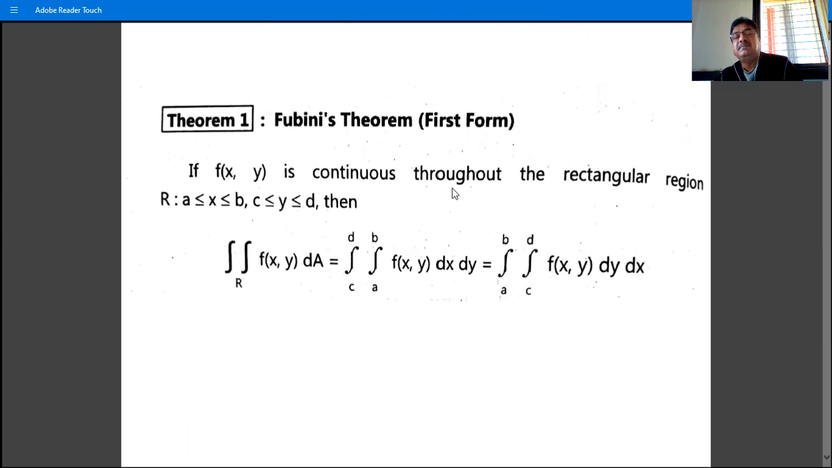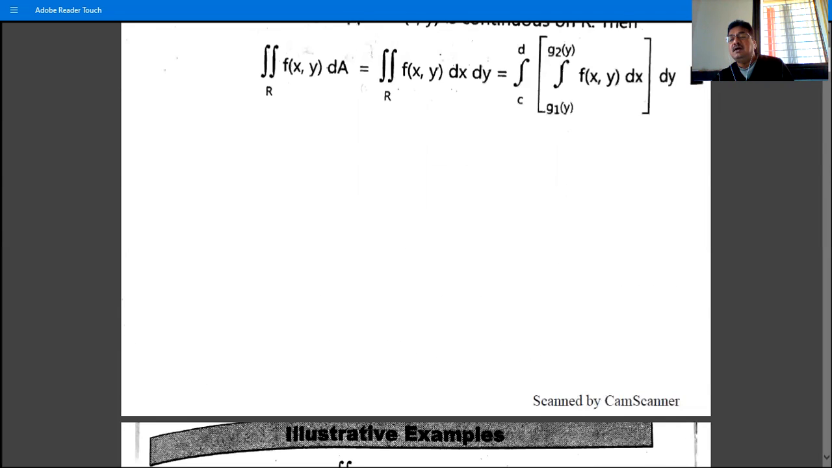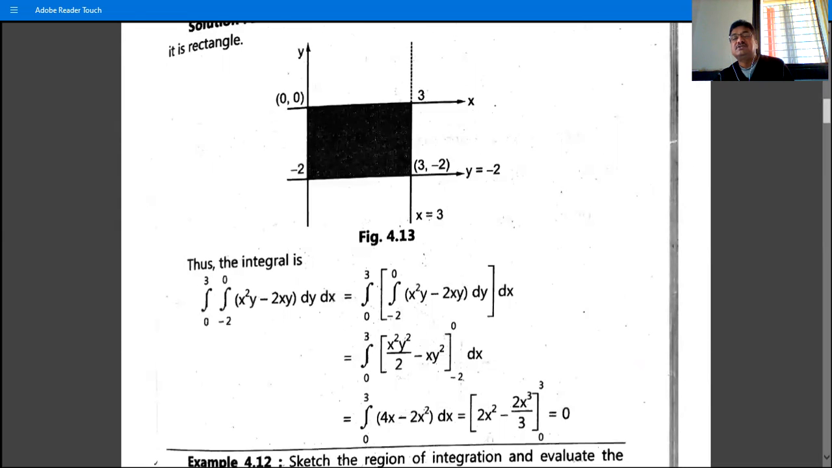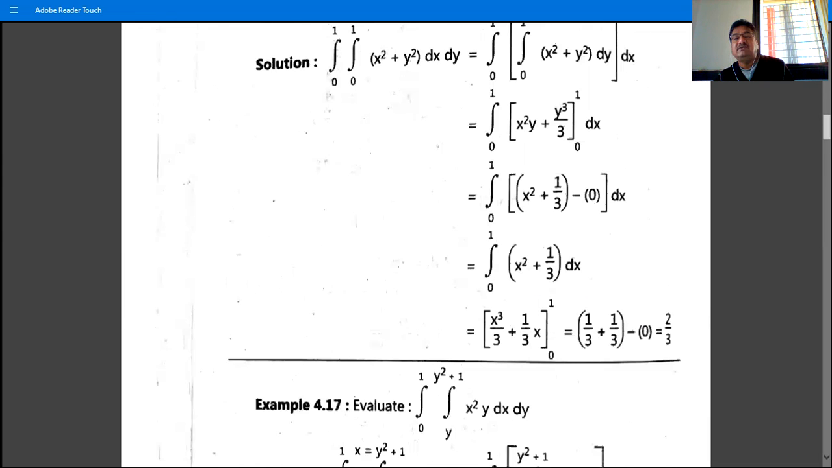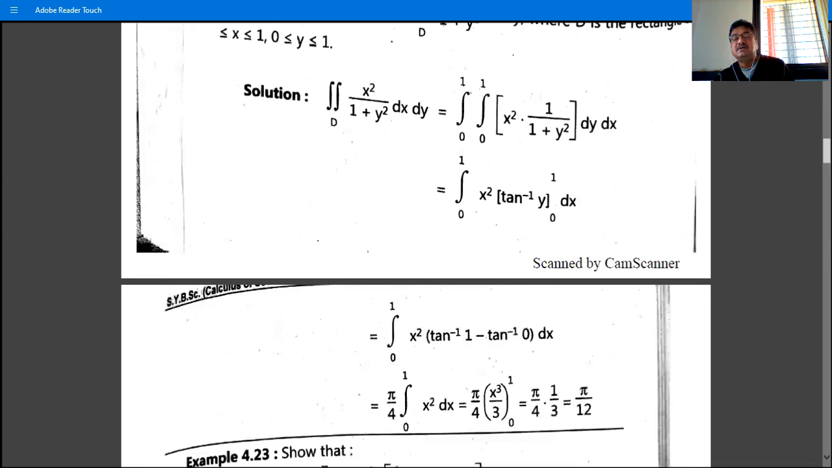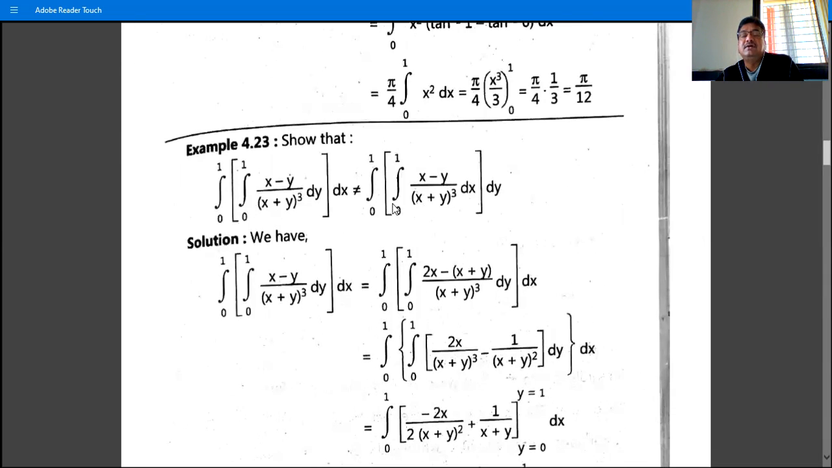But this holds only if the function is continuous throughout that rectangular region. Here the two values are not equal. We have to show that these two values are not equal, which means this function is not continuous over that rectangle. That's why we have different answers. Otherwise we have the same answer. This function, (x minus y) divided by (x plus y) cubed, is not continuous in the rectangular region 0 to 1, 0 to 1, and that's why we have different answers if we change the order.